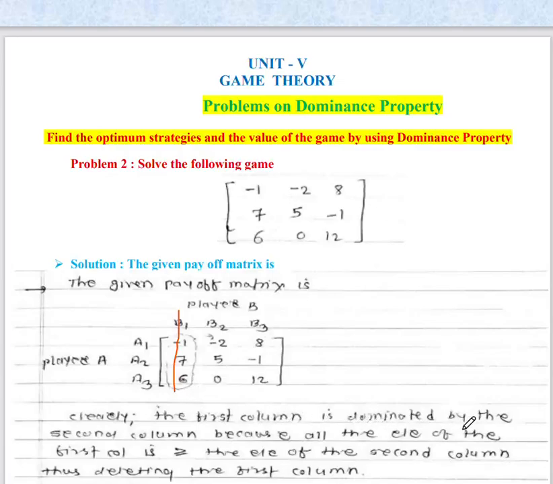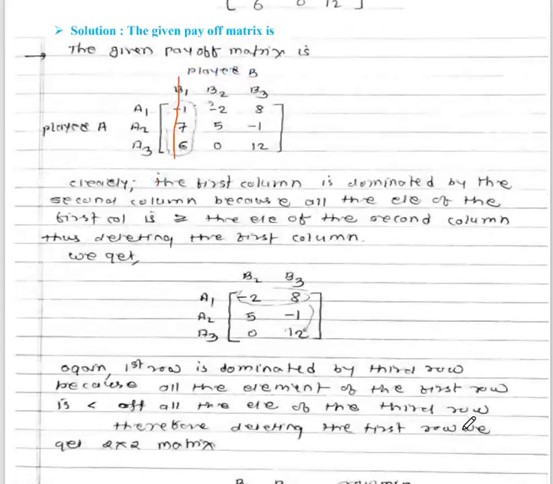Then the reduced payoff matrix can be written as A1, A2, A3 against B2 and B3. These are the payoff matrix elements. Now if you observe, the given payoff matrix has reduced to two columns. Now we want this payoff matrix in two rows. So for that we will use a row operation.